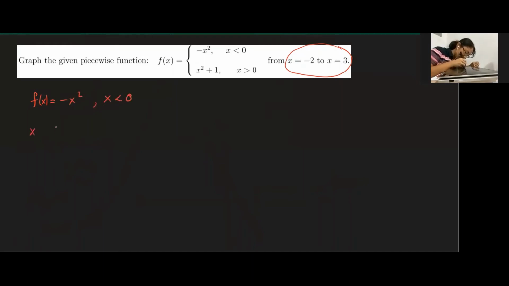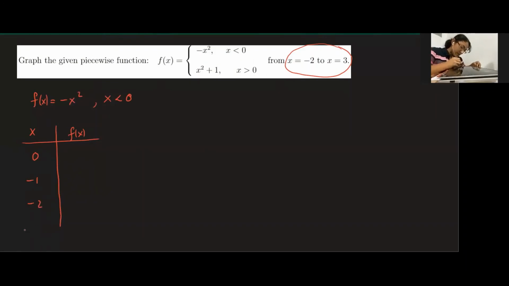So we have x, and then we have f of x. So we're going to plug in points that are less than 0, but we are going to plug in 0 to find where to start the graph. And we'll make sure to open that circle because it's strictly less than. Then we can plug in -1, -2.